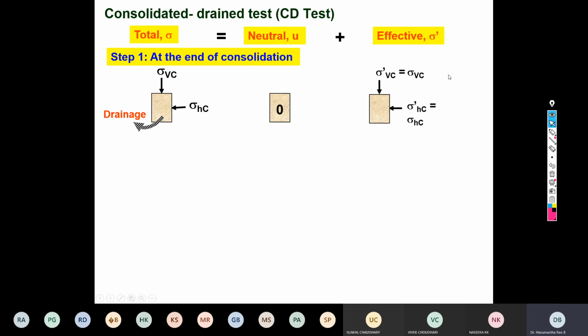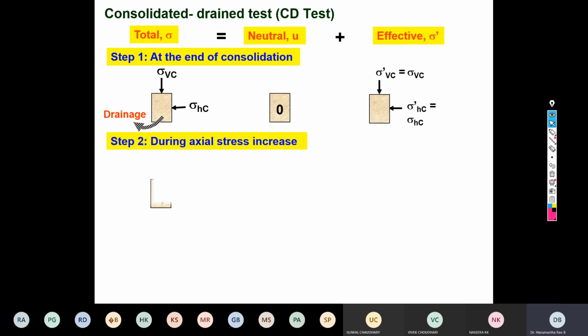Okay. So everyone try to understand as clearly as possible about all these tests. If these fundamentals are clear, then you will be able to answer all the questions related to the pore water pressure. Okay, so this is at the end of the consolidation.